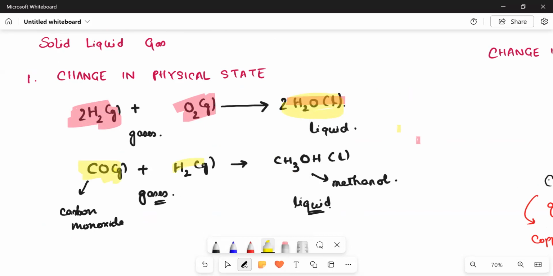Carbon monoxide, it's a gas. H2 is a gas. What do I get? I got something like methanol. Methanol is another gas. Okay, great. I think it's cool with everyone.